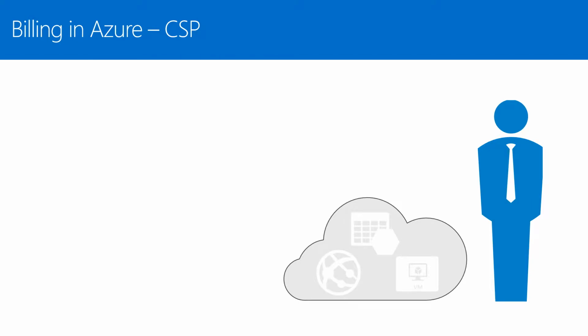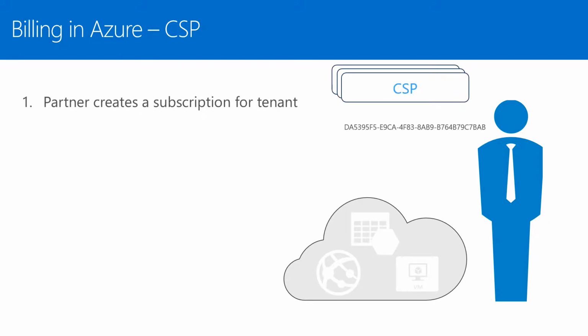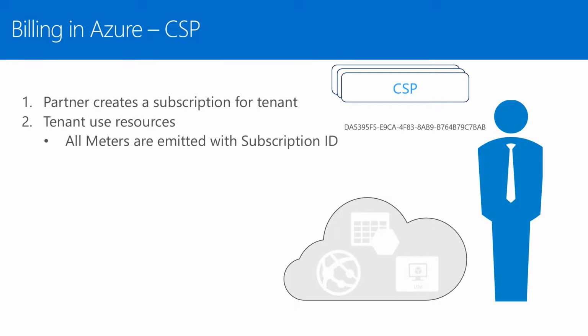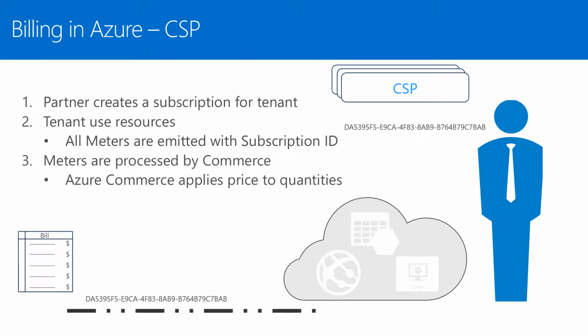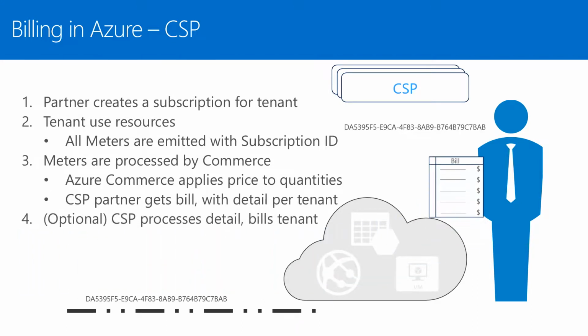With the Cloud Solution Provider program, the process is as follows. The partner creates a subscription instead for the tenant. The user consumes resources, which is logged by Azure, and the meters are processed by Azure Commerce as before, but this time the CSP partner gets the bill with the breakdown for each tenant, and it's up to the CSP to process the detail and bill the tenant.